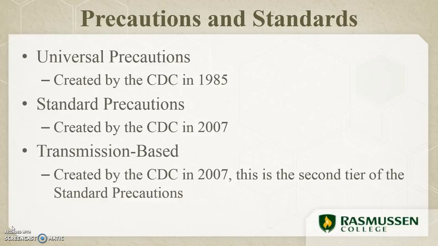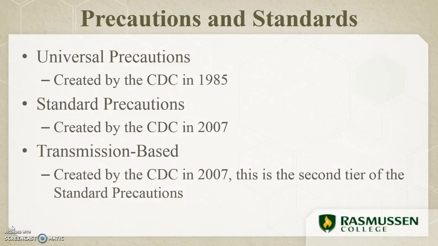So now that we have really understood how microorganisms are spread, we need to discuss some infection control precautions and standards. So these three that we have here, the universal precaution, standard precaution, and transmission-based precaution, were all created by the CDC at different times in different years.